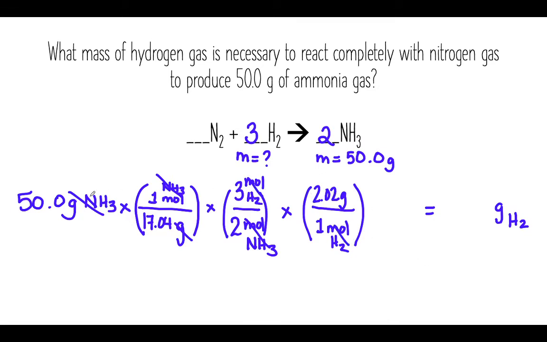So if I multiply all of the top on the calculator, so 50.0 times 3 times 2, divided by 17.04 divided by 2, I will get the value 8.89 grams of H2. And there's 3 significant digits in my question, and there are 3 significant digits in my answer as well.